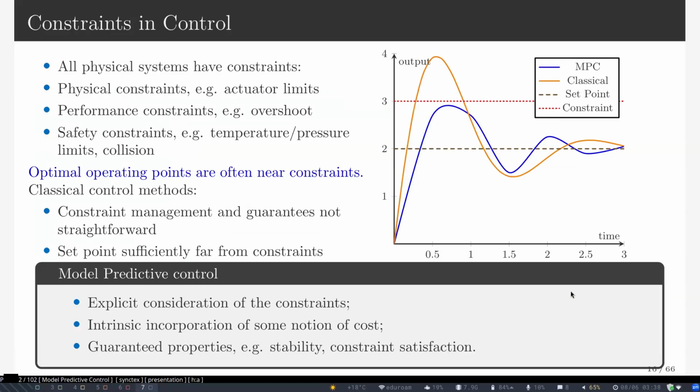Okay. So now, constraints in control. All physical systems have constraints. Early electric circuits have bandwidth constraints, for instance, and that's why frequency domain analysis came to be. But yes, we always have constraints. Any physical system has constraints. Physical constraints might be like actuator lengths.